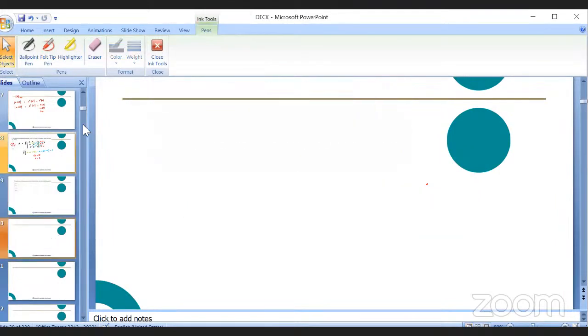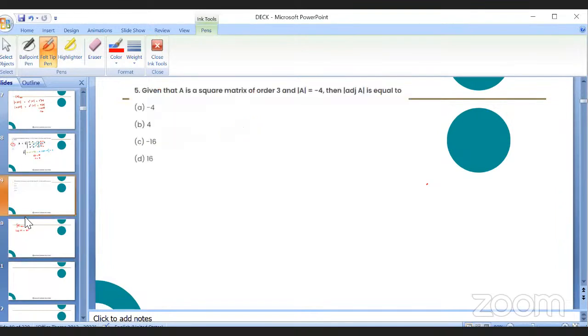To answer this question, I have to give you one shortcut formula. If a matrix A is a square matrix of order n by n, then if you have to find determinant of adjoint A, there is a shortcut formula. It is determinant of A power n minus 1. This formula you use. Find the answer for this.